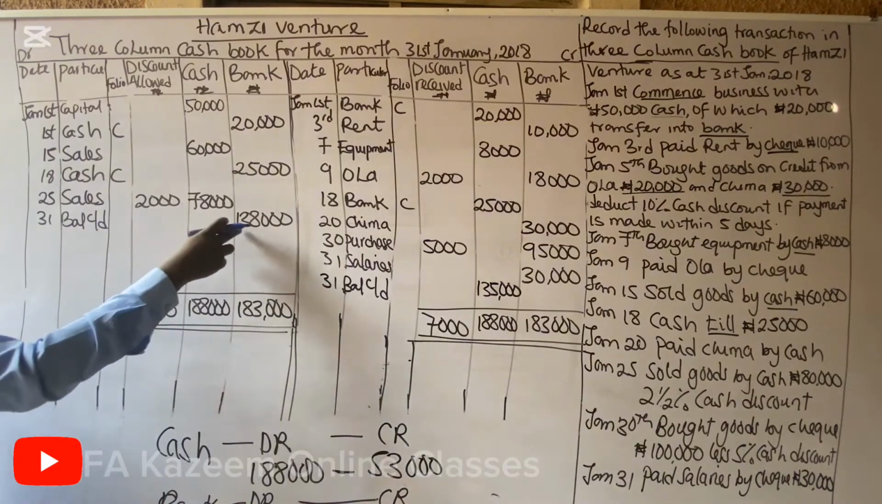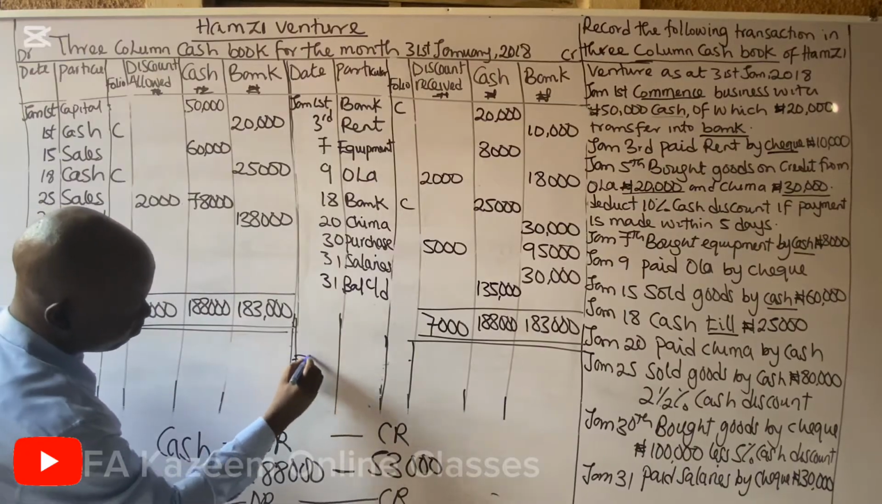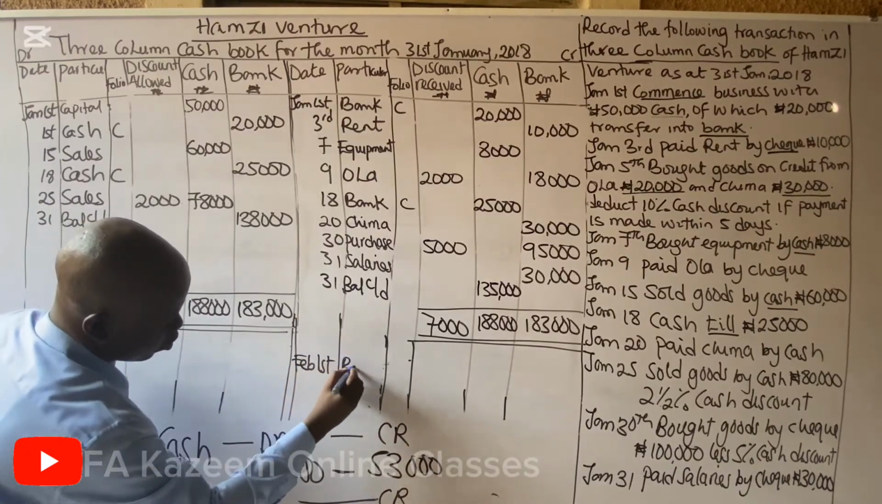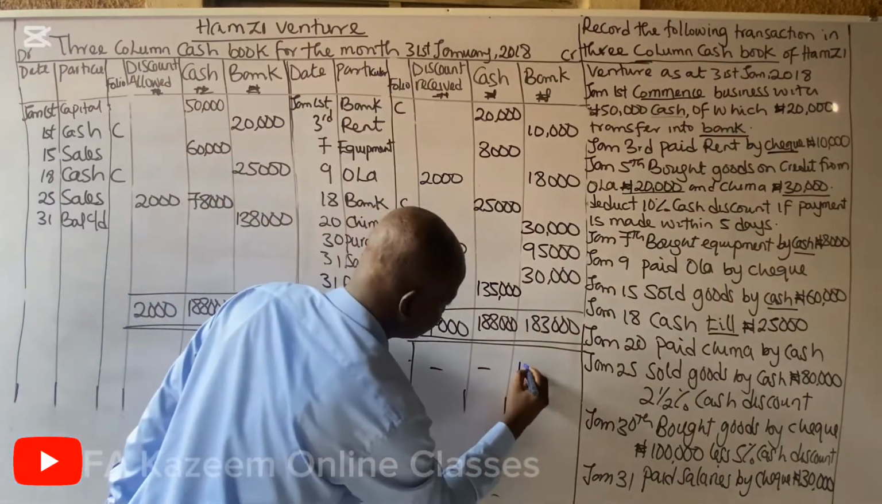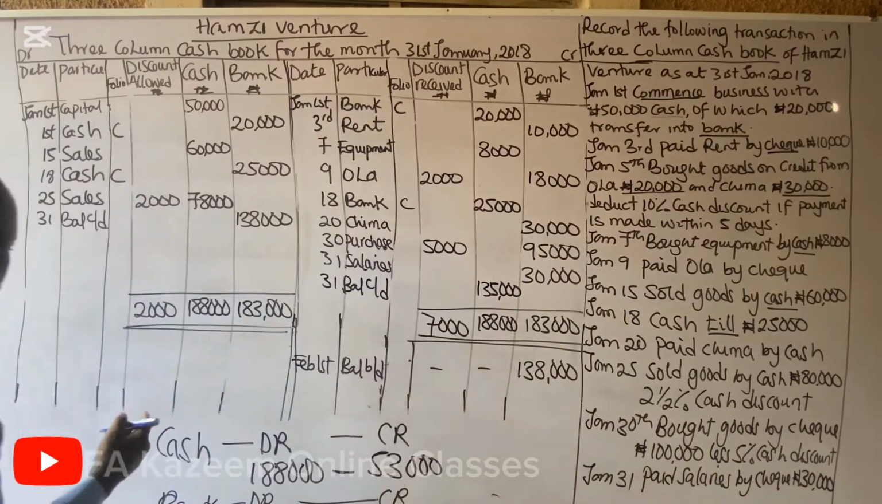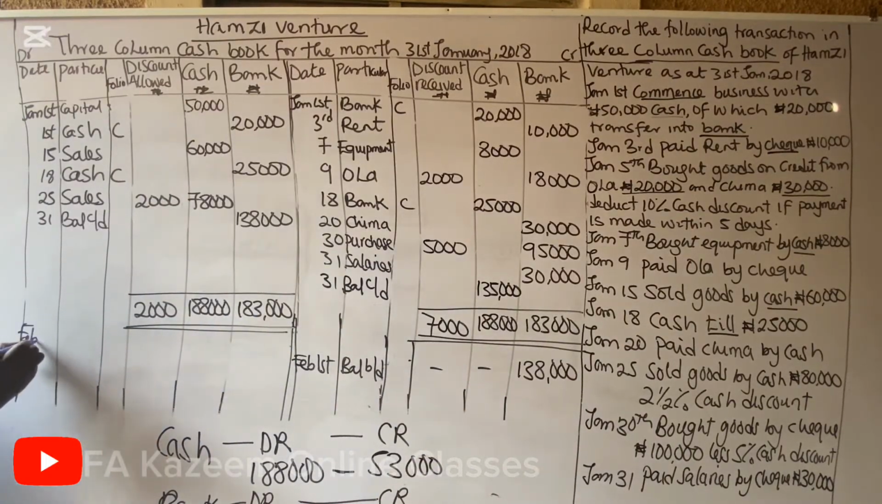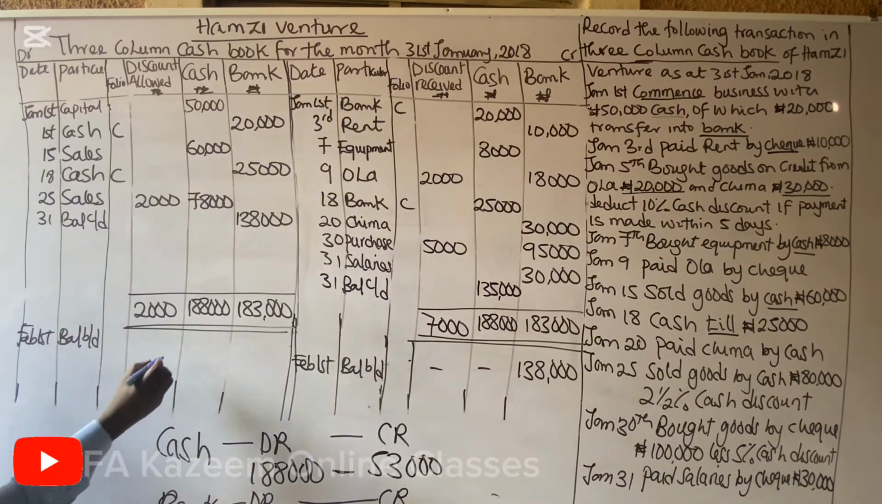Now, if that is 31st of January, we'll now do this. Balance carried down of bank is on debit. We'll come here and say February 1st, balance brought down, that's 138,000. For cash, we'll also come here and say February 1st, balance brought down. How much is that? 135,000.